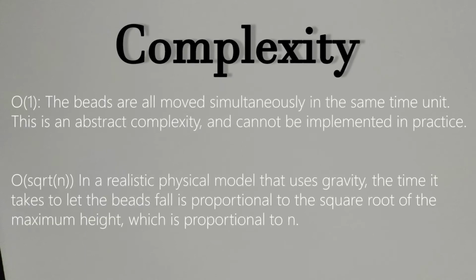The bead sort is expressed in 4 varying levels of complexity. The first level of complexity is when all the beads are moved at the exact same time. This would be a simple physical example like the abacus. The second level of complexity would be in a real physical model where gravity is taken into account. The time it takes for the beads to fall is proportional to the square root of the maximum height, which is proportional to n.